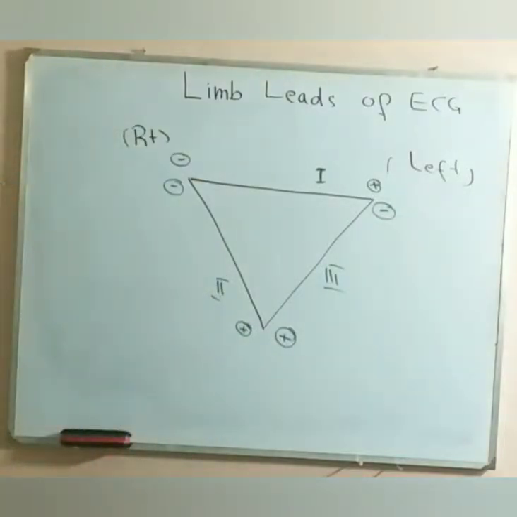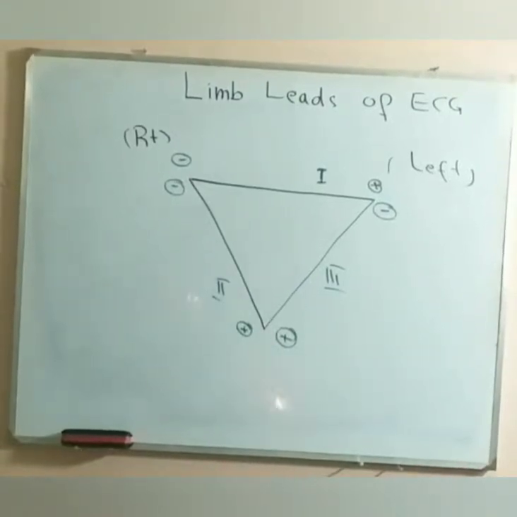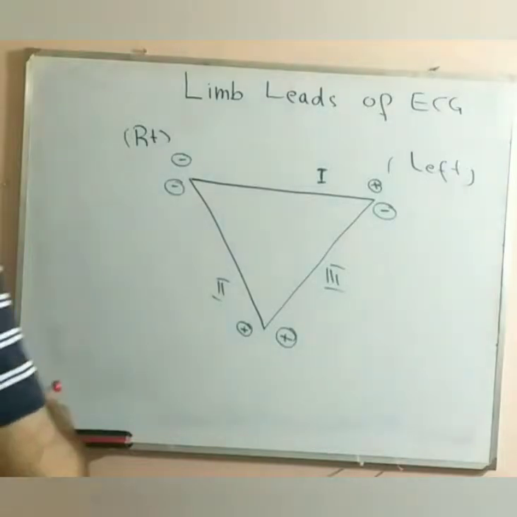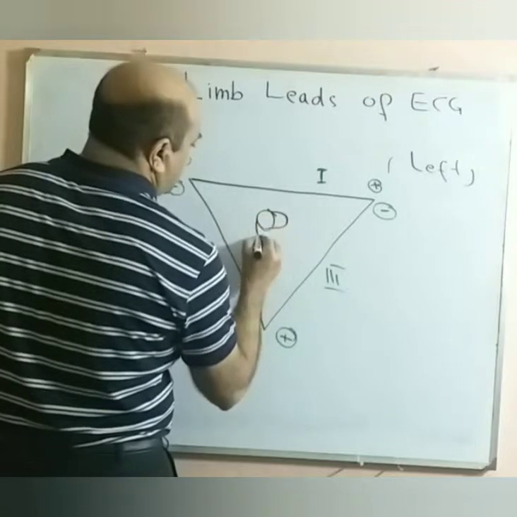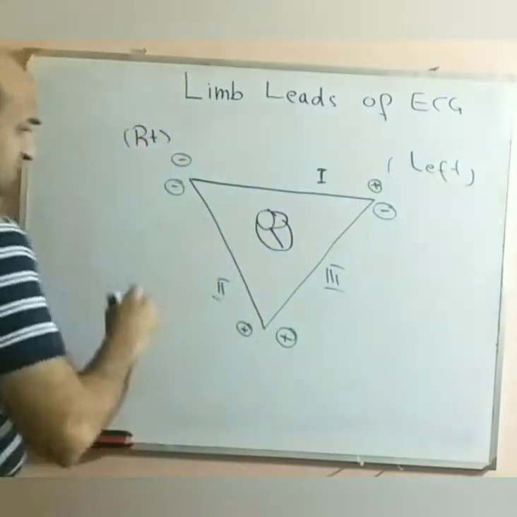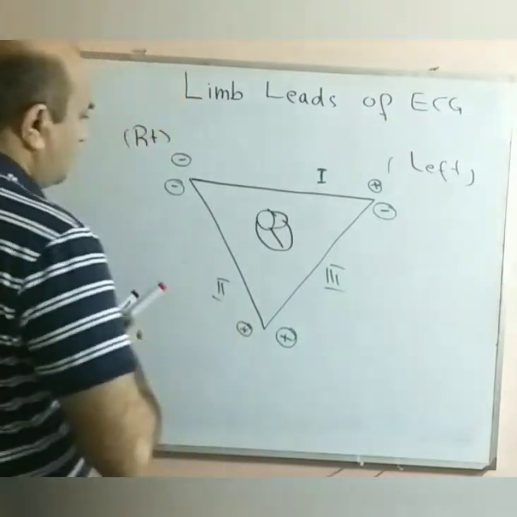So, in order to make things easy to understand, left foot has got the positive pole of both lead 2 and lead 3. Right arm has got the negative pole of both lead 2 and lead 1. And left arm has got the positive pole of lead 1 and negative pole of lead 3. So these were the initial three bipolar limb leads which Mr. Einthoven actually devised. The heart is located somewhere here in the center. Now this triangle is known as Einthoven's triangle.